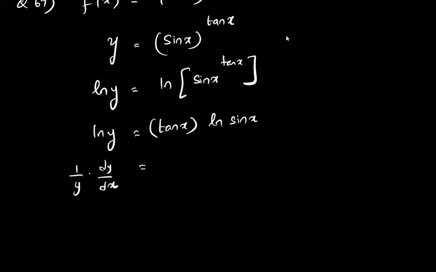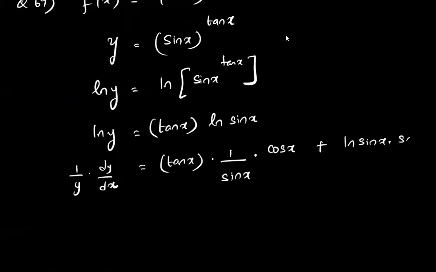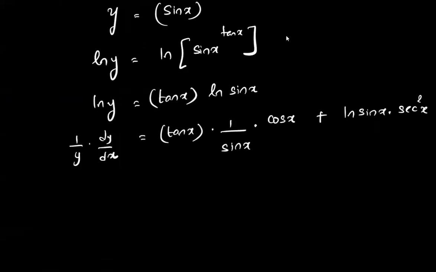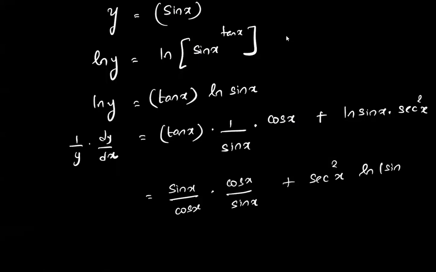Here I have a product, so I use the product rule. 1 over sine x times the derivative of sine x, which is cosine x, plus ln sine x times the derivative of tangent, which is secant squared x. Now this one can be simplified, right? Because tangent is sine over cosine, and then I have cosine over sine plus secant squared x times ln sine x.